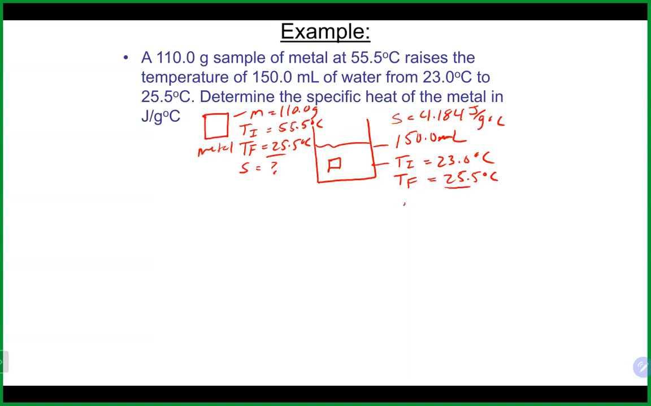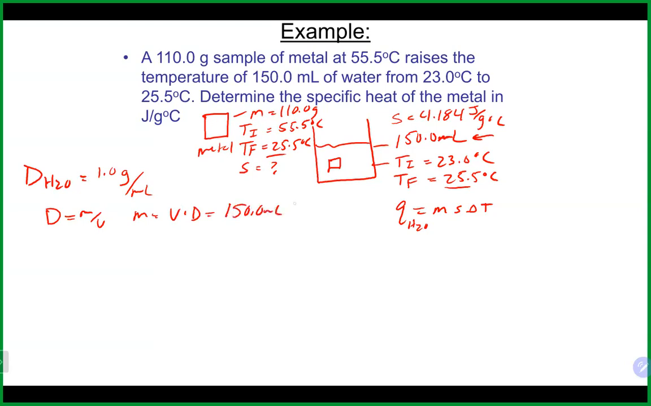So if we think about our Q for our water, we have almost all the information we need, except that this is in the wrong units, right? That is our volume, but we need the mass of water. And we know that the density of water will allow us to do that. Density of water is 1 gram per milliliter. That is something that you should know, as we talked about. So using the density of water here, D is equal to M over V. Mass would be volume times density, which would be 150 milliliters times our density value here.